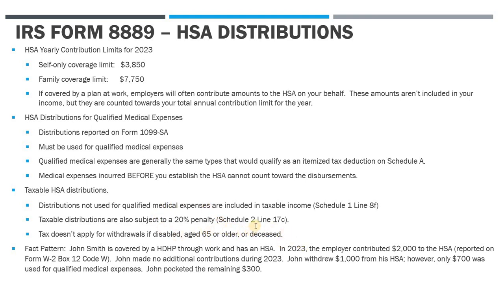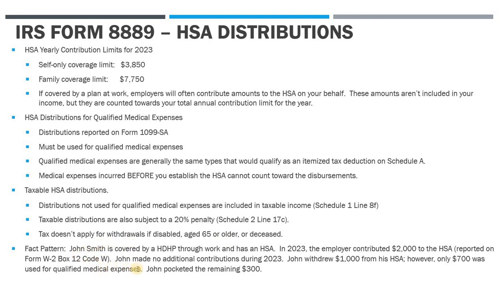Now, the penalty amount is reported on Schedule 2, Line 17, and then the income inclusion is Schedule 1, Line 8f. Now, if you have to withdraw the money and you can't use it for qualified medical expenses, the 20% penalty does not apply if the account holder is either disabled, age 65 or older, or deceased, right? So if one of those exceptions applies, there's still a taxable income inclusion, but there's no 20% penalty. All right, so let's have a look at our example here.